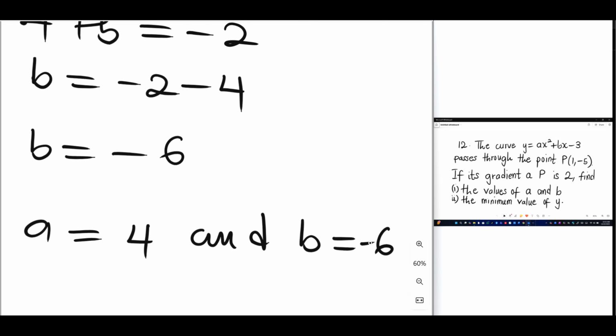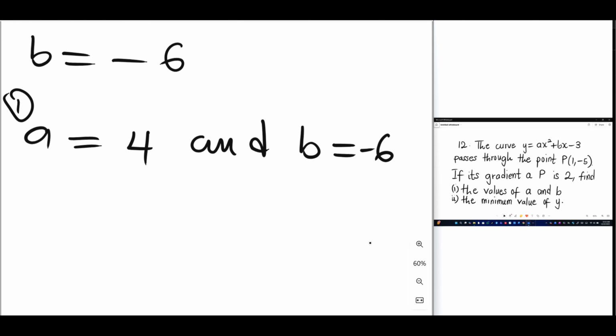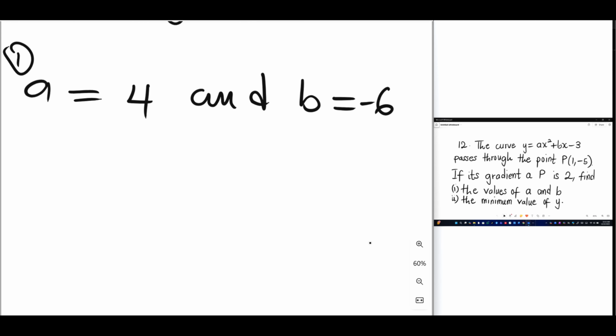All right, now this is the I part of the problem. Let us look at the I part, which says that we should find the minimum value of y. After we have obtained the values of a and b, we need to plug in the values. So let us bring back the function.